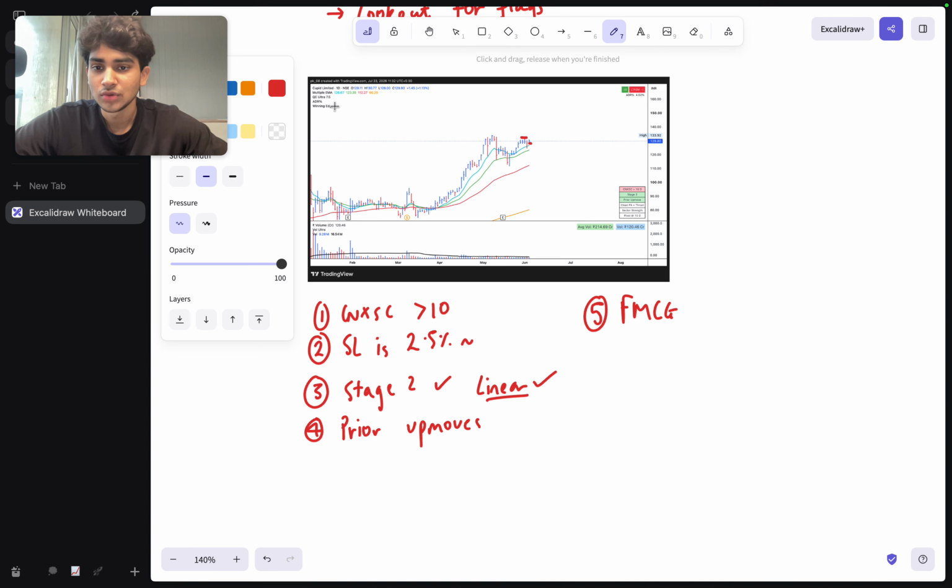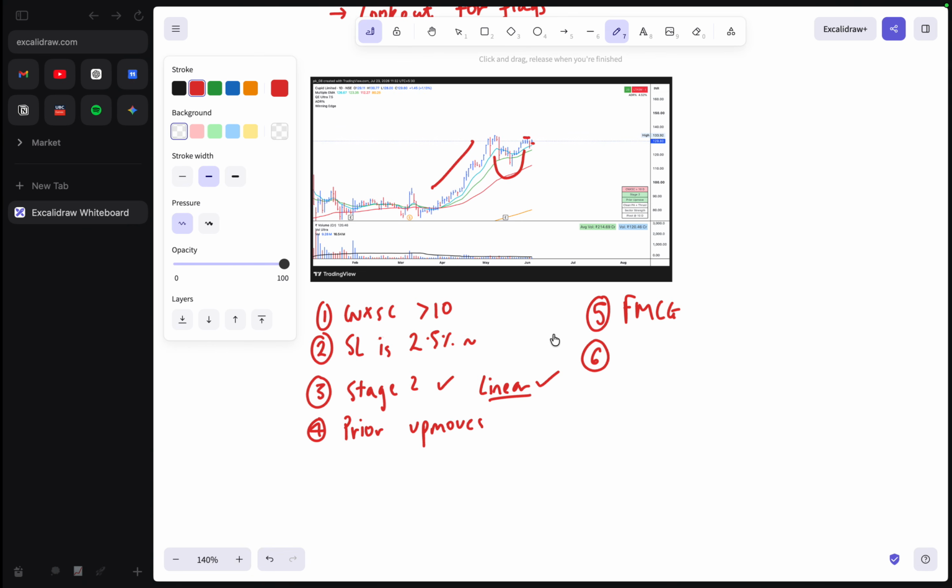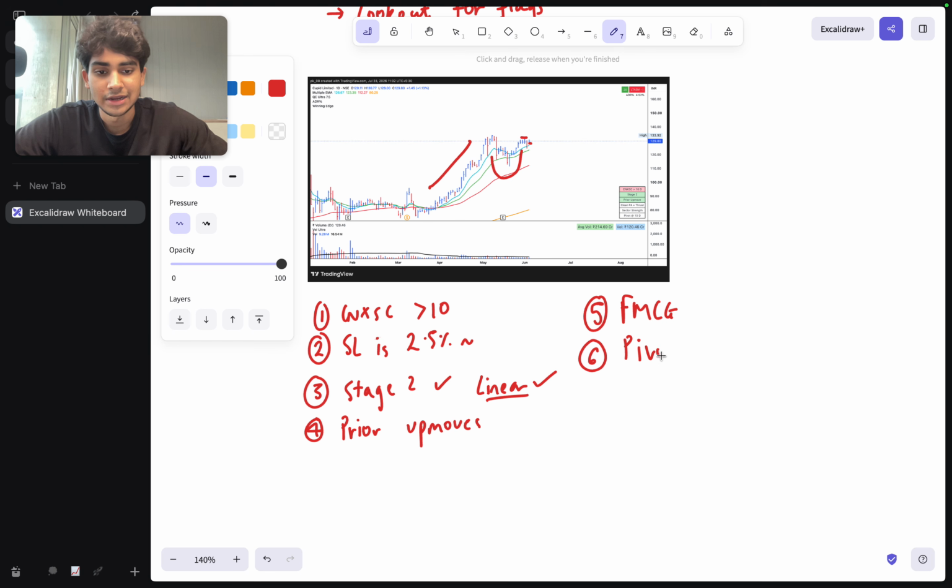Overall, it's quite a unique company, but because of its prior trend here and then a very nice rounding bottom formation here, the FMCG space, like Bajaj Consumer stocks like that, also doing decent, we can say that it was in a decent sectoral strength, right? Sixth is the pivot at the 10-day. Yes, the pivot is at the 10-day. So that is another tick.